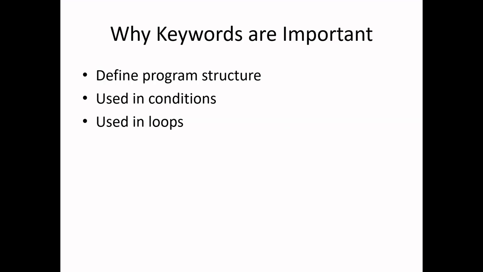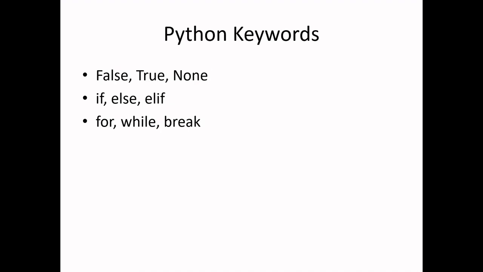Why are keywords important? They define the structure of a program. They can be used in conditions. They can be used in loops. Now let's look at some of the Python keywords. Starting with False, True, and None. These are the Boolean keywords, and None is the special literal, as we have seen when we talked about literals. The second group is if, else, elif. These are the conditional Python keywords. And for, while, break are your loop keywords.